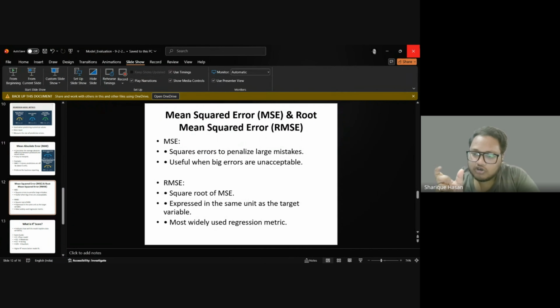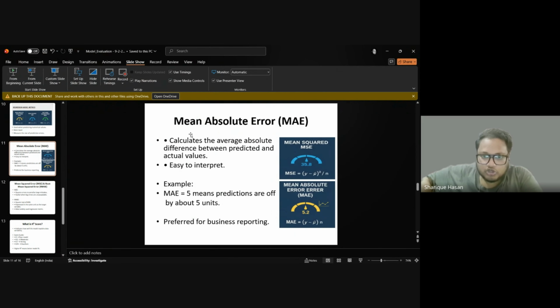How many errors did you get out of the full prediction? What are the errors? How many wrong things did you get? It's all about errors. Mean square error is useful when big errors are unacceptable, because it penalizes large mistakes by squaring them. Mean absolute error is what you use when the error is not very big.